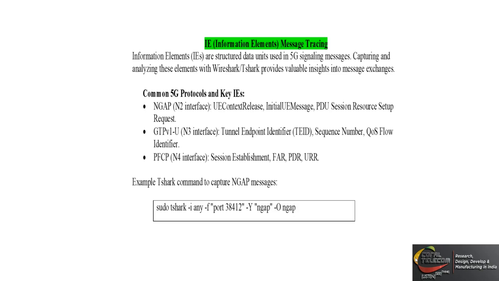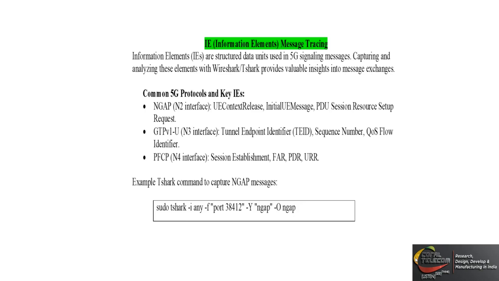Then this is the command example we have given. You can capture the packets by filtering. Here we are capturing the N2 messages. The standard SCTP port for the AMF is 38412, so you can capture with the port number. This is the command: tshark is the utility which captures the packets. Then -i is for interface; any means it will capture the packets of all the interfaces.